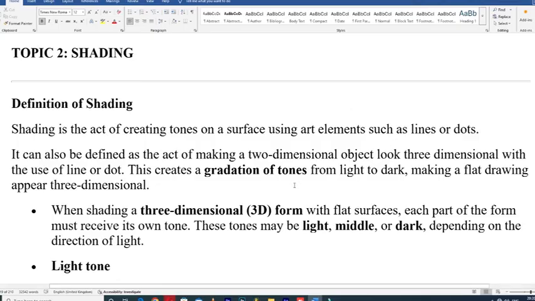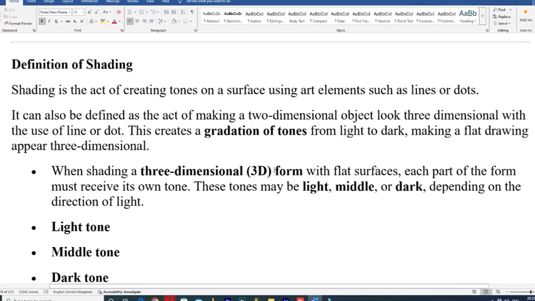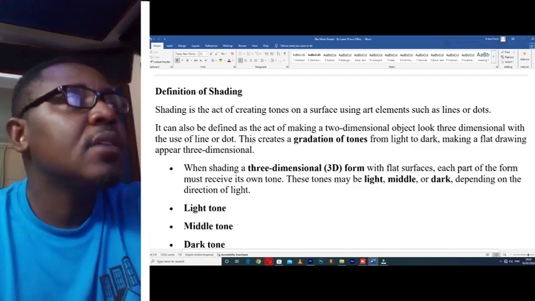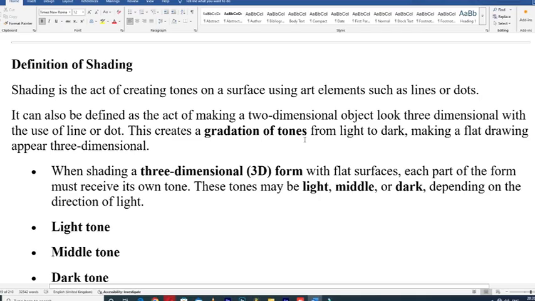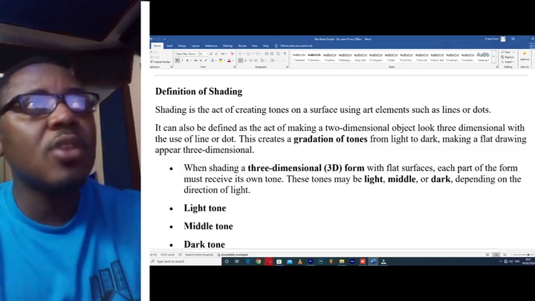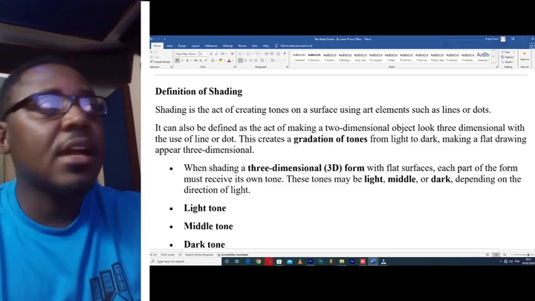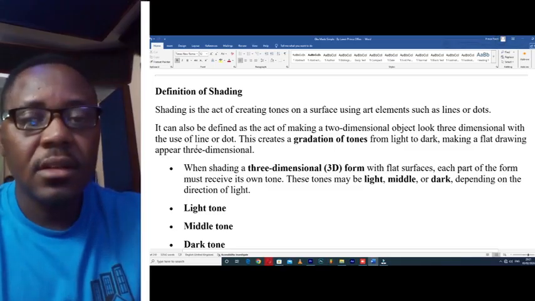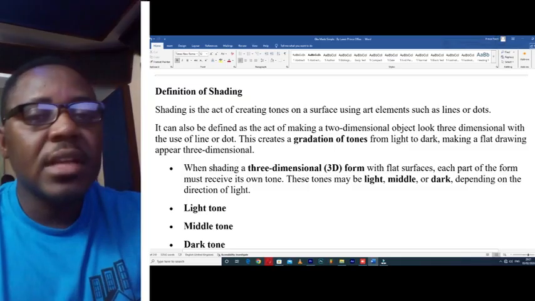Let's go through the note I gave to you. It can also be defined as the act of making two-dimensional objects look three-dimensional with the use of lines or dots. Do you get it? This creates a gradation of tone from light to dark, making a flat drawing appear three-dimensional. Do you get it? If you are making a flat object appear three-dimensional, then it's what? Shading.